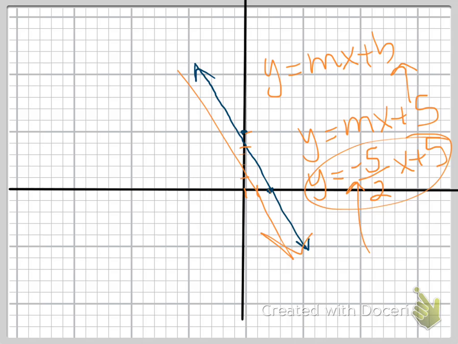Okay, my y-intercept should be sitting at 5, and I'm going down 5 to the right 2, or up 5 to the left 2, which is the same thing as negative 5 over 2. Okay, as long as either one of these numbers right here is negative. It could be the 2, it could be the 5, it doesn't matter, as long as it's only one of them.